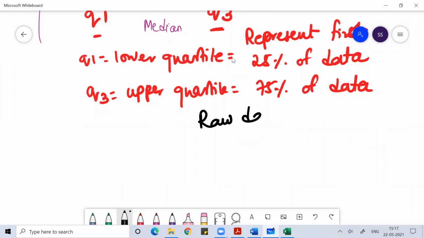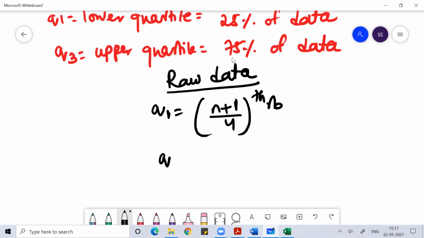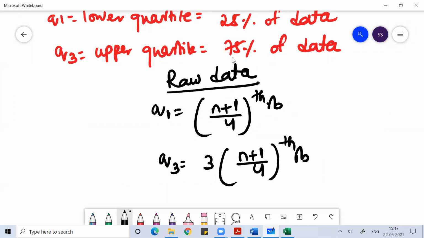When you have raw data, the formula of quartile 1 is the (n plus 1) by 4th observation. So you arrange the data in ascending order and find the value of the (n plus 1) by 4th observation. That is your quartile 1. And if you find the value of 3 into (n plus 1) by 4th observation, then it is called quartile 3.